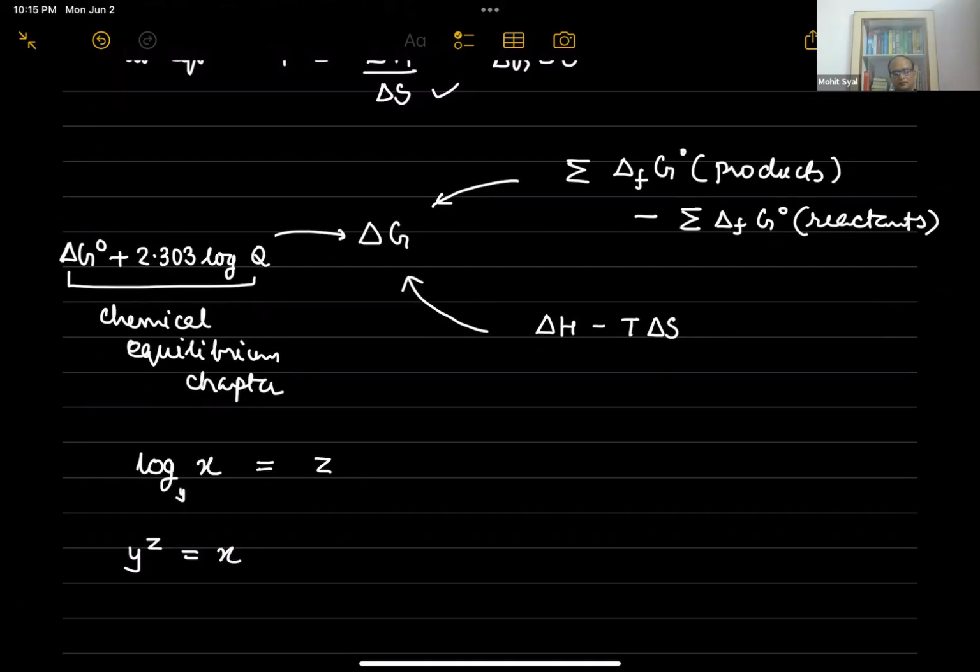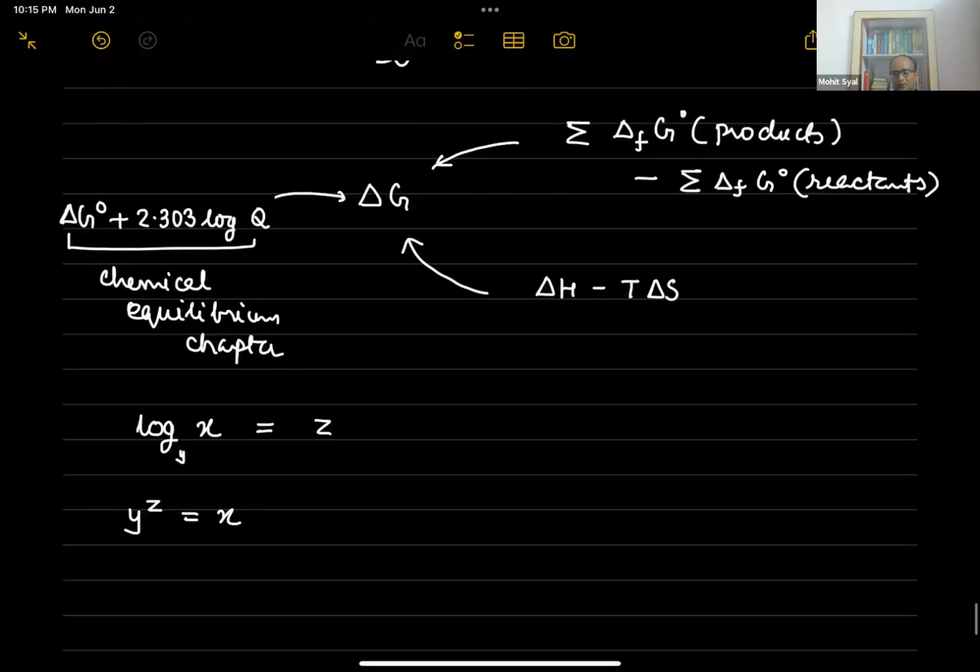The logarithm of a value is the power by which the base must be raised in order to get the number. For example, log 10 to the base 10. But normally you will not require this. This definition is the mathematical definition. What is the value? So how much power should be given to the base so that I can get this number? The answer is 1.